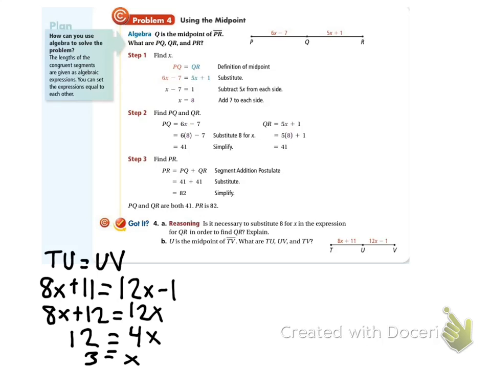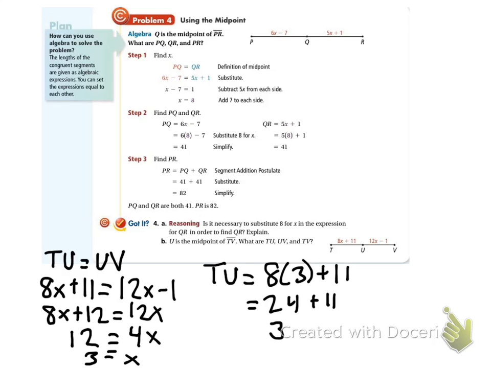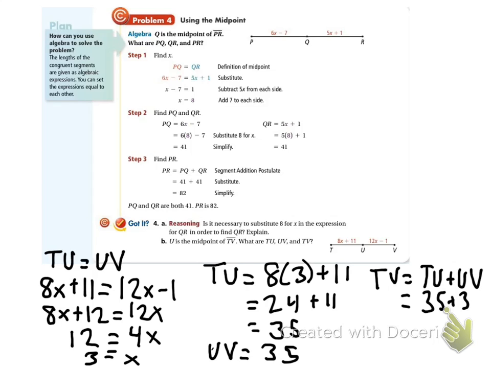Now I need to go back and plug that in. So TU is equal to 8 times 3 plus 11. 8 times 3 is 24 plus 11, which gives me 35. So TU is 35. And since TU is equal to UV, I know that UV is also 35. And then I know that TV is equal to TU plus UV, which is 35 plus 35, which is equal to 70.